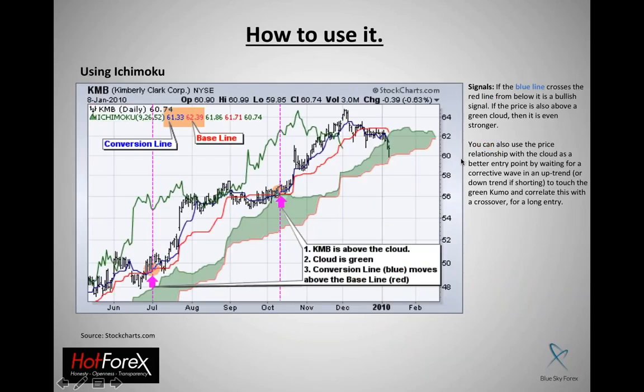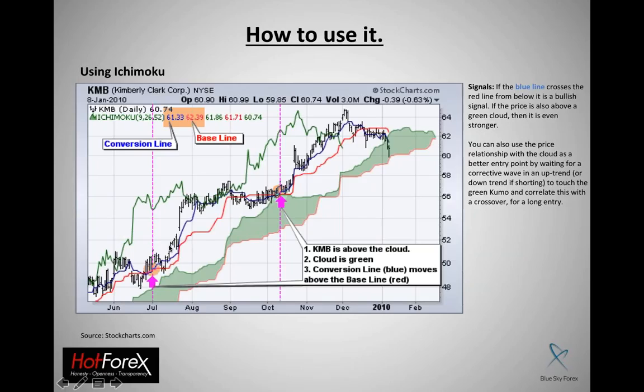Now, here's something interesting. You can actually use the price relationship with the cloud, okay, as a better entry point by waiting for a corrective wave in an uptrend to touch the green Kumo and correlate this with a crossover for a long entry. Okay, so what I mean by that is, please just look at the price here, which is the black lines. Okay, don't focus on anything else. And notice how it's headed up. Obviously, it's headed up, long-term upward trend.